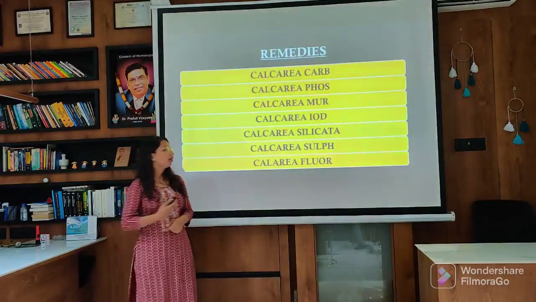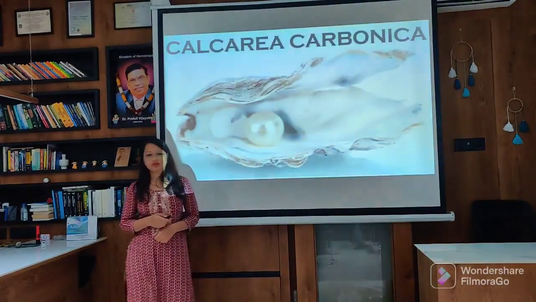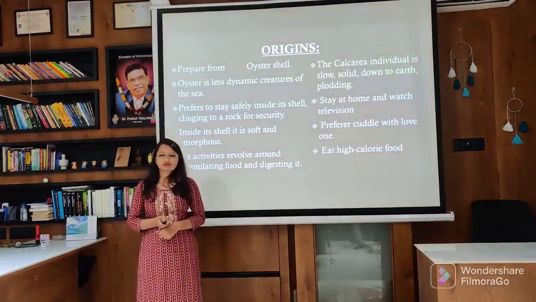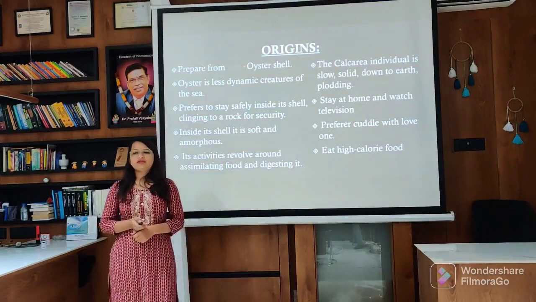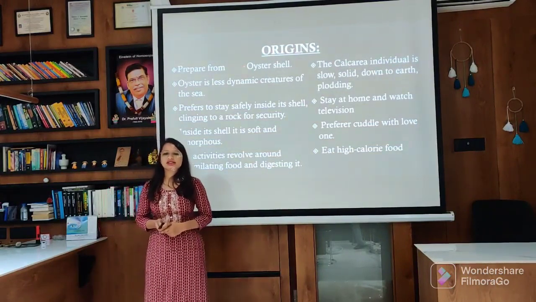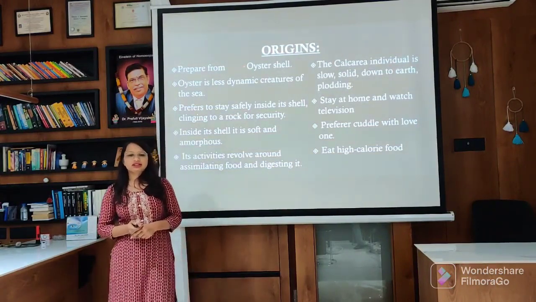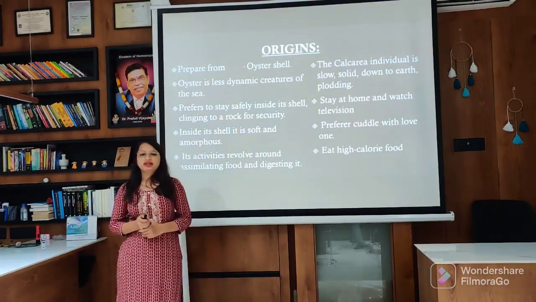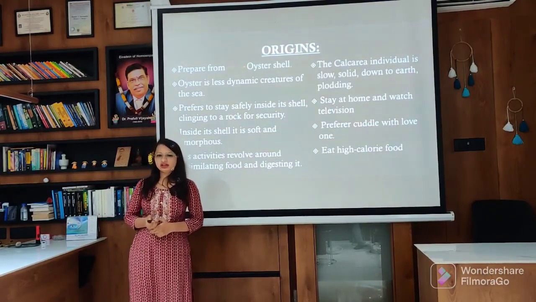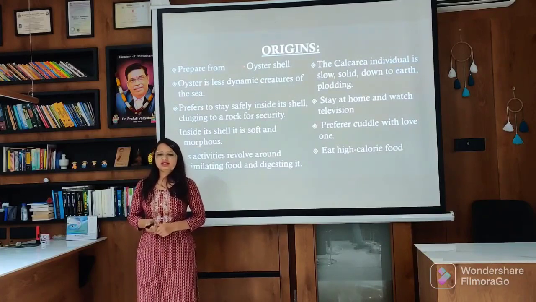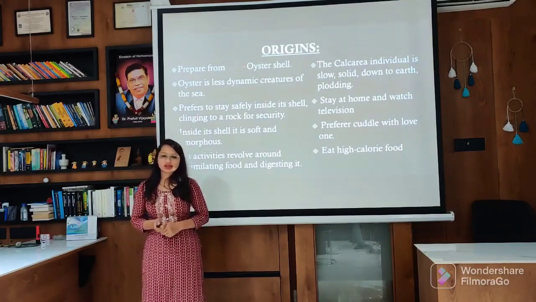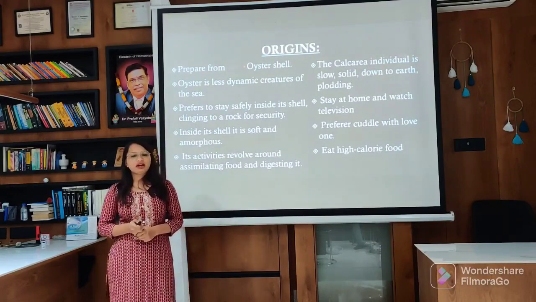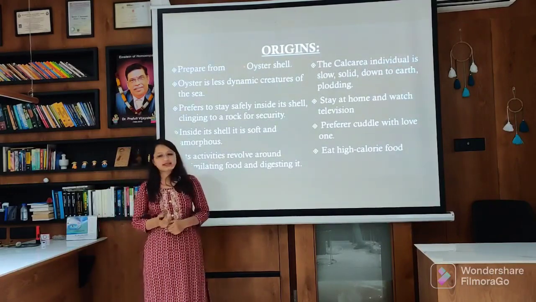Calcarea remedies. Calcarea carbonica. Origin: prepared from oyster shell. The oyster is a less dynamic creature of the sea. It prefers to stay safely inside the shell, clinging to the rock for security. Inside itself, it is soft and amorphous. Its activity revolves around assimilation of food and digesting it.